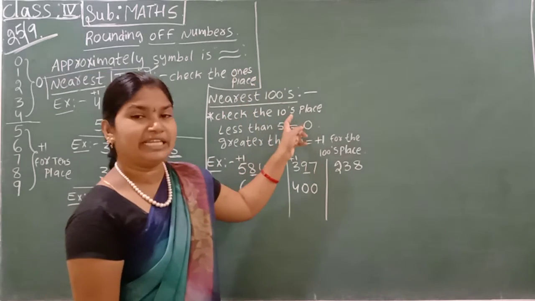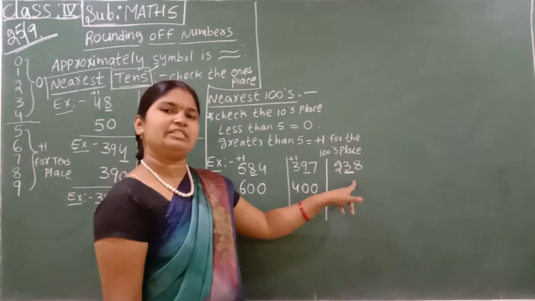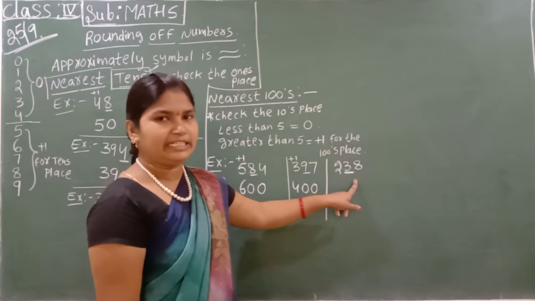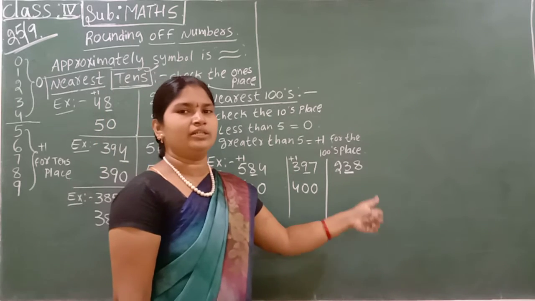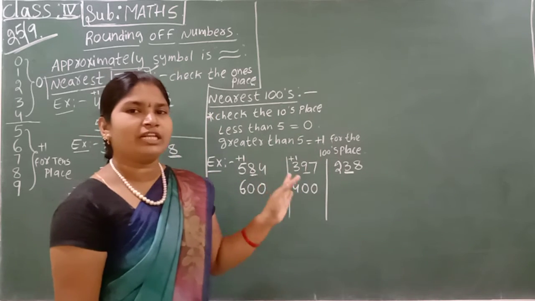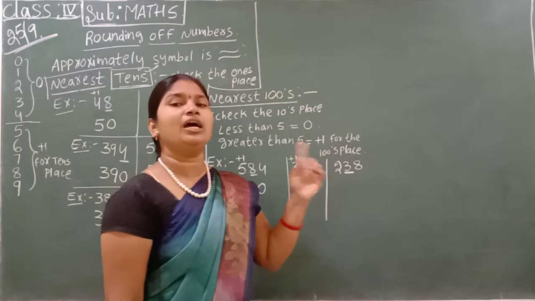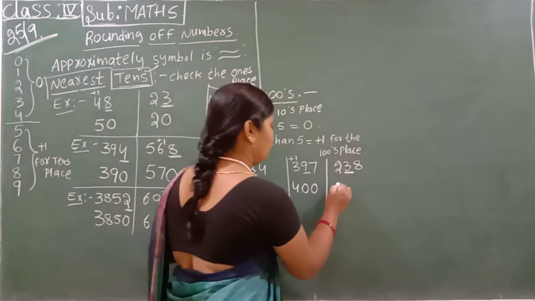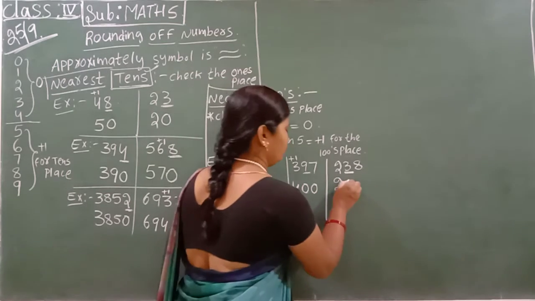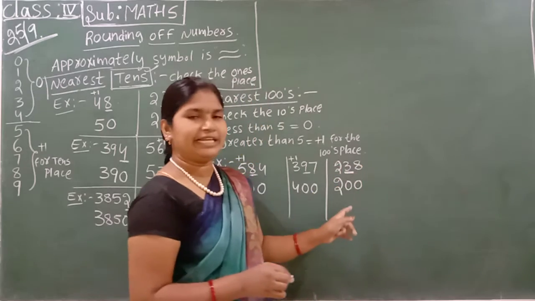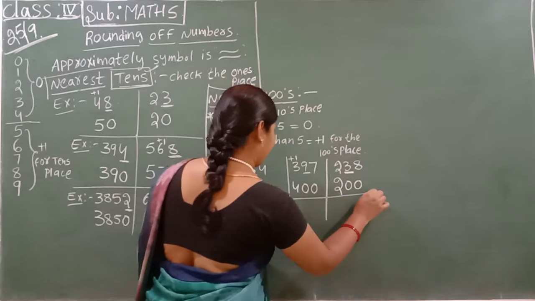Nearest 100 means check the tens place. Check the tens place. Here in 238 tens place, which number is there children? 3. Compared to 5, it is small number or big number? Small number. So, no need to add 1 for the hundreds place. If it is greater than 5, then only add 1 for the hundreds place. Now, 2. It is small number. Means directly you can keep 0. 238 nearest 100 is 200 only. Okay. It is one example.